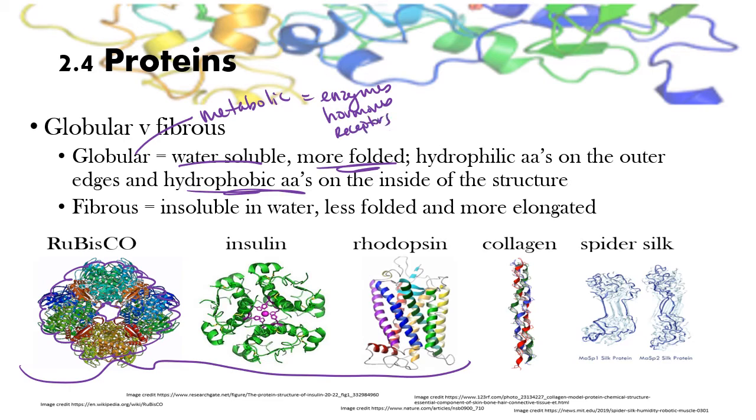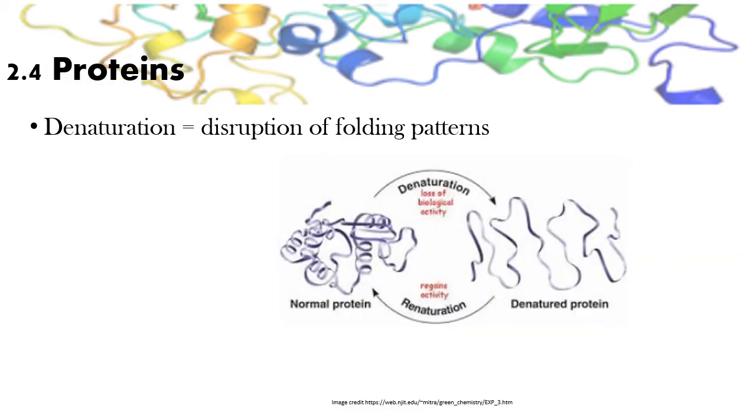Fibrous proteins are a little bit different. They are long and stringy, literally like fibers. Collagen and spider silk are both examples. They do not dissolve well in water; they're insoluble in water. They have a lot less tertiary structure. They're less folded up and tend to be longer, more elongated. They tend to be more structural in nature. Collagen is a protein in our skin and connective tissue that helps to hold us together, which makes it structural. And spider silk is an amazing structural protein that holds together spider webs.